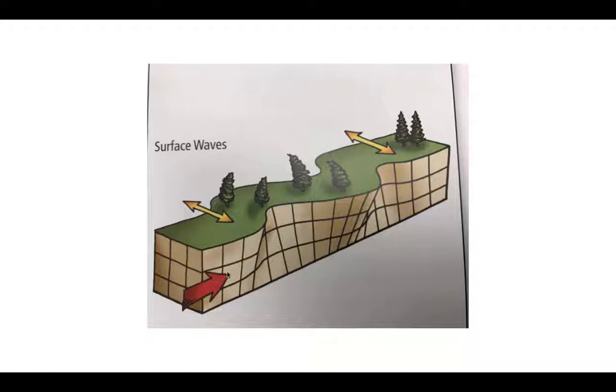And then a surface wave. So they go side to side and they also roll a little bit. There's a whole lot going on. These can cause quite a bit of destruction because they're so close to the surface and all of the objects, as well as the way that they move. They can cause quite a bit of destruction.